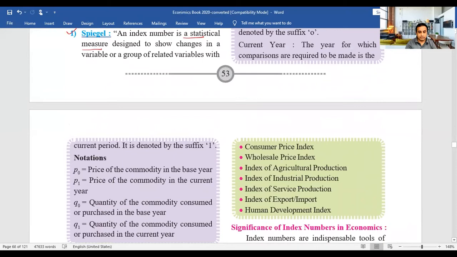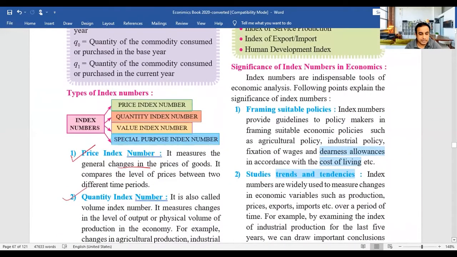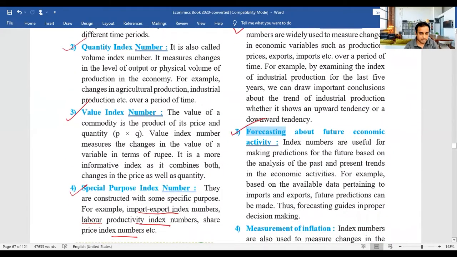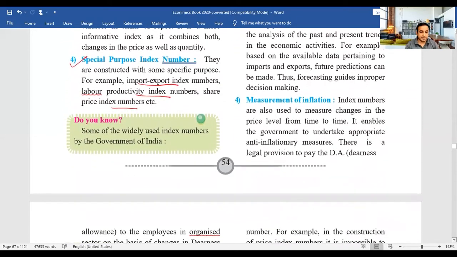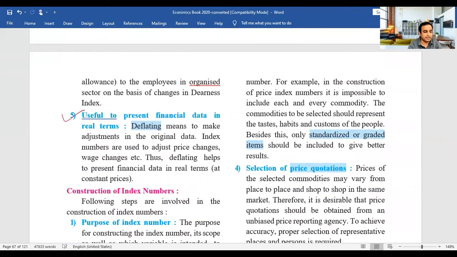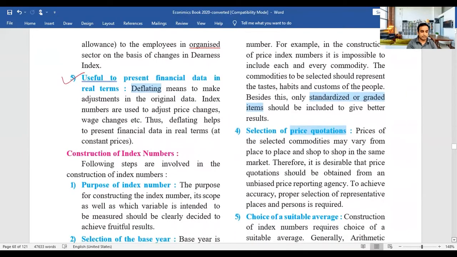Now, the significance of index numbers in economics. Index numbers are useful in framing suitable policies, in the trend analysis and the tendency analysis, in forecasting about the future economic activity, in conducting the measurements of the inflation. It is useful to present the financial data in the real terms. So these are the points which highlight the significance of index numbers.